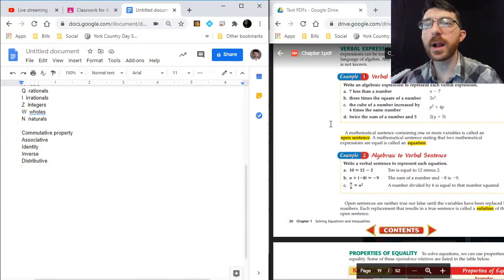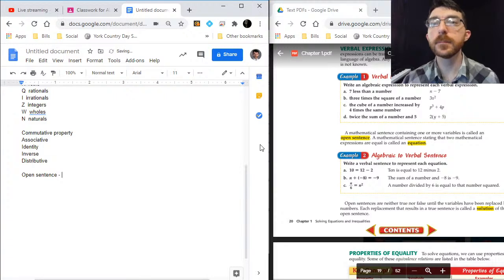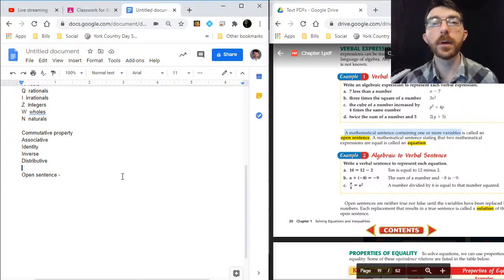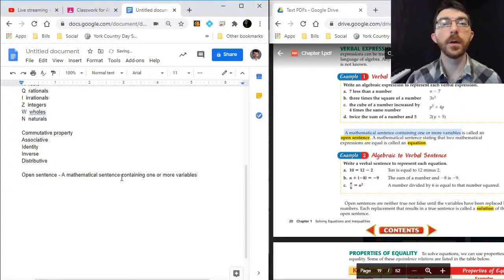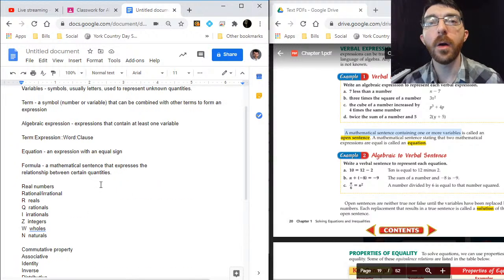All right, so I got a couple more definitions here. Open sentence. That is a mathematical sentence containing one or more variables. And then, according to this, an equation is a mathematical sentence stating that two mathematical expressions are equal.